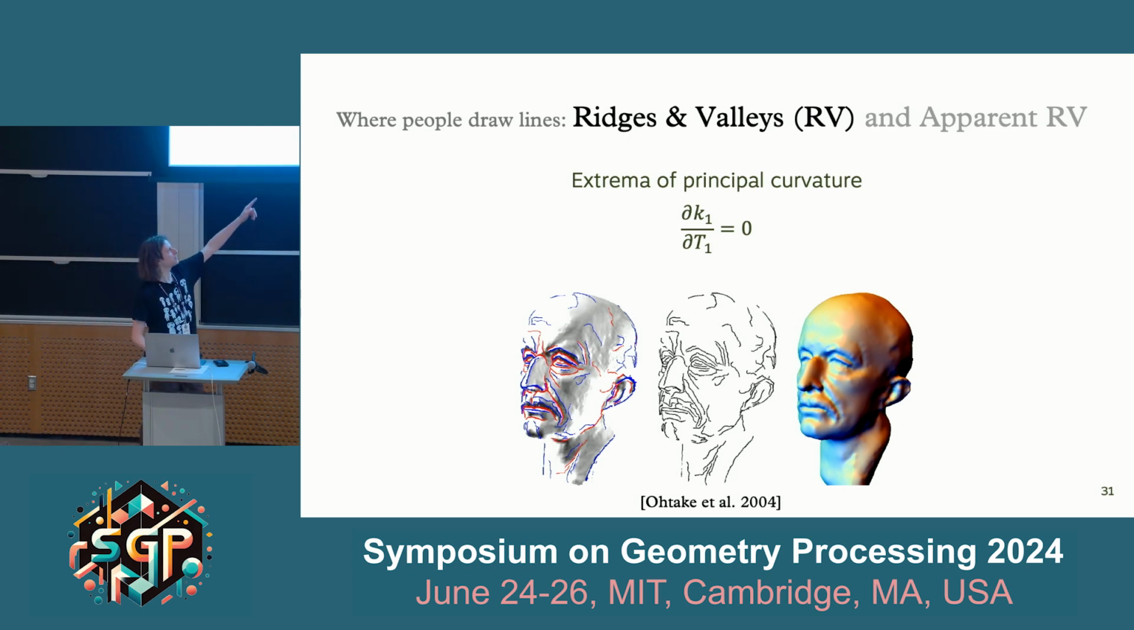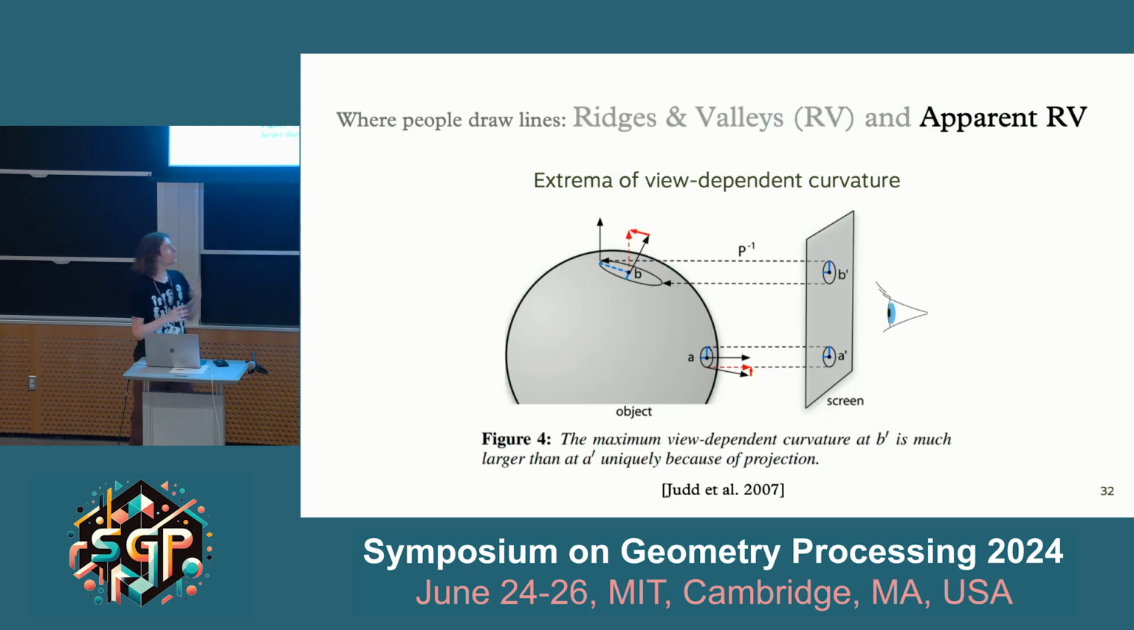At the same time, they can explain a lot of the curves that people draw, but if you just draw all of them, it doesn't look anything like a drawing. It looks very synthetic. There's an extension of that that explains a little more. This is called apparent ridges and valleys, essentially when you project the curvature and then find the maximum.